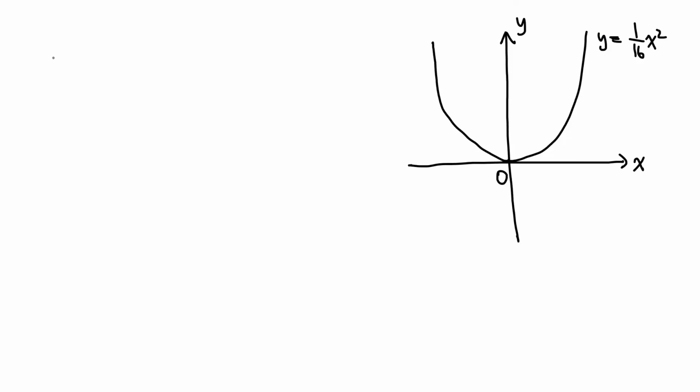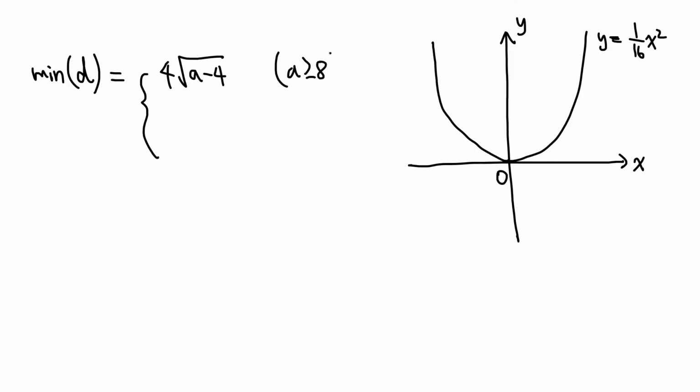Right, so if we write down our answers for d, the minimum value of d is given as 4 times the square root of (a minus 4) when a is equal to or greater than 8, and simply the absolute value of a when a is less than 8.